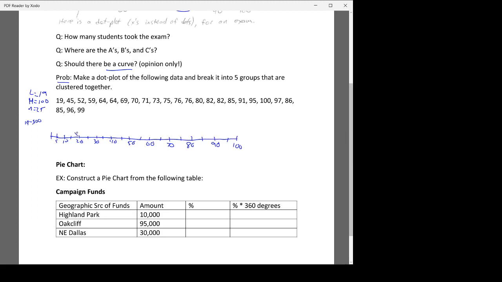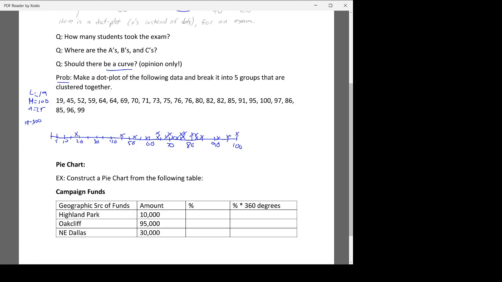There's a 19, it's about there. There's a 45 right about there. There's a 52, 59, two 64s. I'll stack those two. 69, 70, 71, 73, 75, 76. So you just put an X approximately where it is. 76 is there. And 80, and 82. Boy, it's nice when it's in order, isn't it? 85, 91, 95. It's just something to think about.